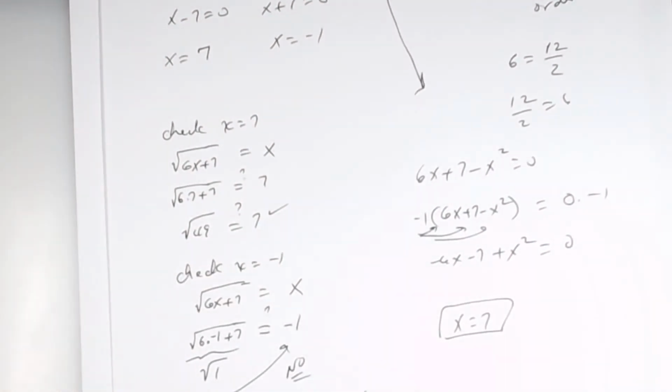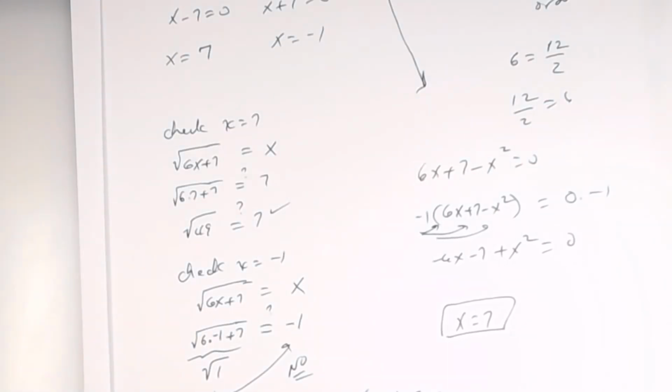So that would be an extraneous solution. It's not a solution to the original. It's a solution to the quadratic. It's also a solution to one of the linear ones, but it's not a solution to the original. So whenever you raise both sides to an even power, you must do what? Check. You must check. Okay? And that's easy to forget, by the way, to check.